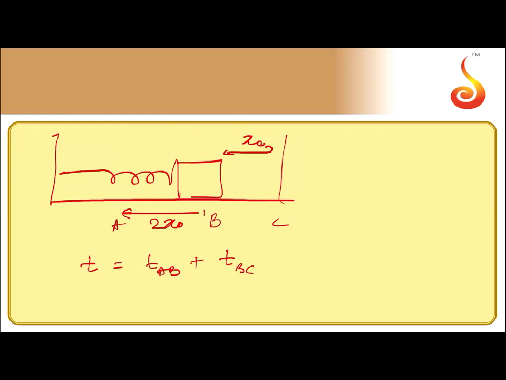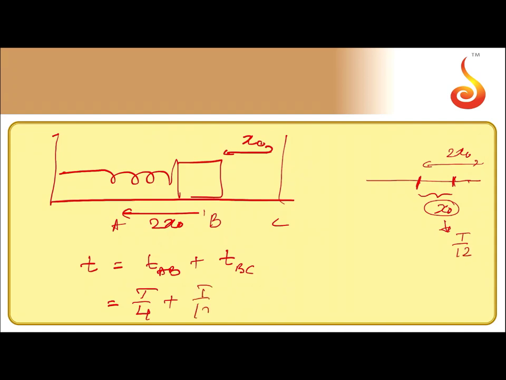Now the time taken to travel from A to B is clearly 1/4 of the period, because it is traveling from extreme position to mean position, so it is T by 4. Plus the distance BC corresponds to half the amplitude starting from the mean position. So this is x naught. We have seen that the amplitude is 2x naught. So clearly x naught is half the amplitude position. And you may wish to recall that the time taken for this journey is T by 12. So this is T by 12.